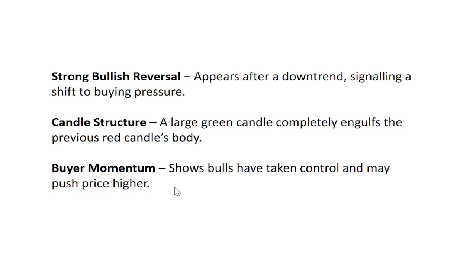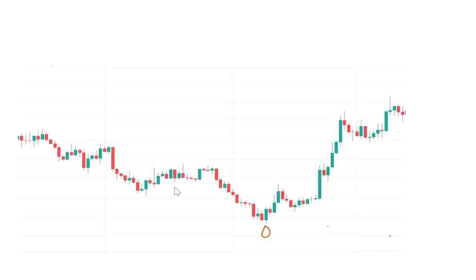Let's look at an example chart of a bullish engulfing candle. So here you see a large green candle that completely engulfs the previous day's red candle. So here is a bullish engulfing candle. And what happens with the price? We saw an upward trajectory right up to this area here.